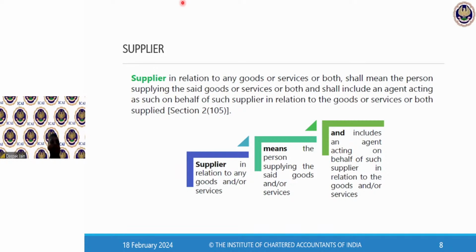Okay. So we're discussing the definition of supplier. Supplier in relation to any goods or services shall mean the person who is supplying the said goods or services and shall include an agent acting as such on behalf of such supplier in relation to the goods or services or both. This is defined in section 2, subsection 105. You don't have to remember the section, but I've just mentioned it here for our reference. So supplier means the person who's supplying the goods or services and includes an agent acting on behalf of such supplier. A simple definition.